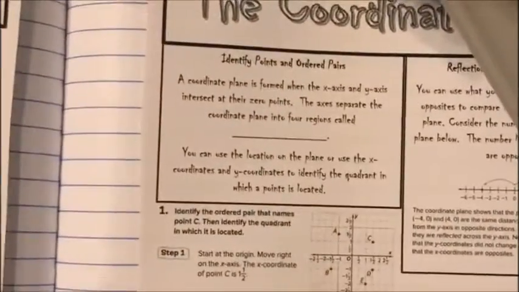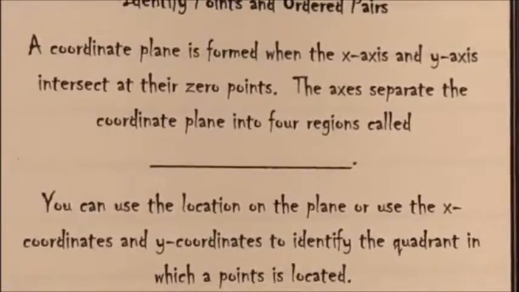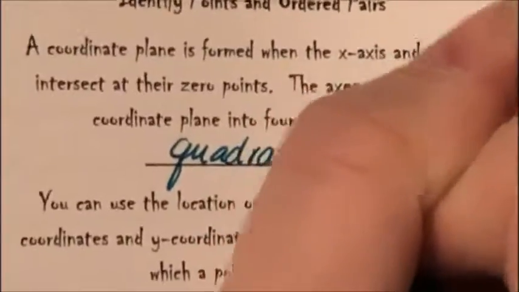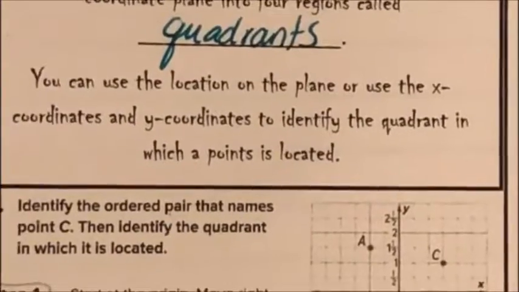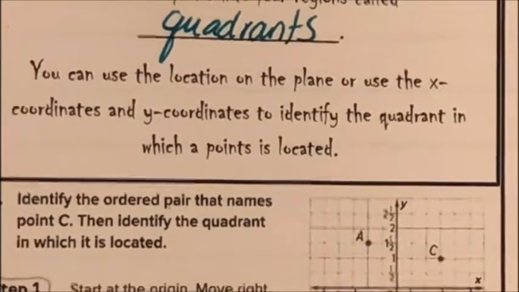Okay, so we can also identify points in ordered pairs. So a coordinate plane is formed when the x-axis and the y-axis intersect at their 0 points. The axes separate the coordinate plane into 4 regions called quadrants. Okay. You can use the location on the plane or use the x-coordinate and y-coordinate to identify the quadrant in which a point is located.